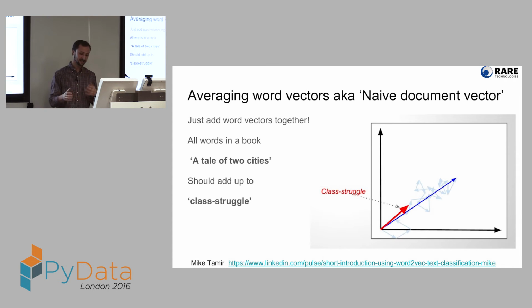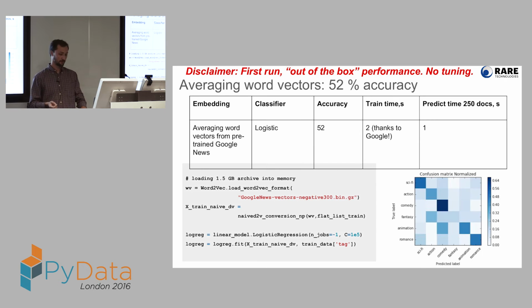The idea is that if you take some long text like a book, for example A Tale of Two Cities, then you should get the main theme of the book back. The book is about class struggle, so you should get class struggle back. If you look at the word closest to the vector you get in the end, you should get this summary of that book. So let's see how well this works. And this gives us 52% accuracy.